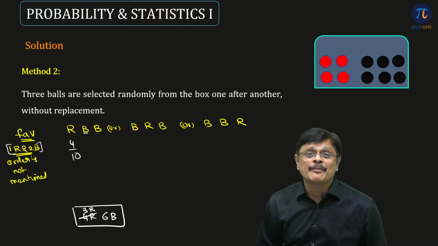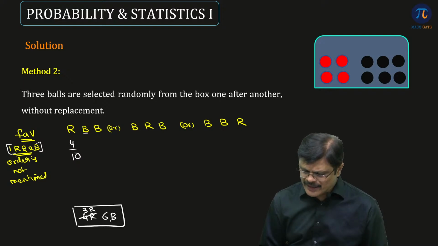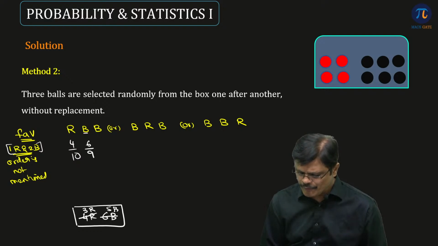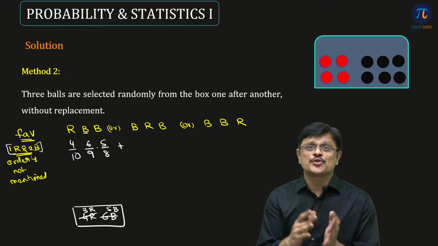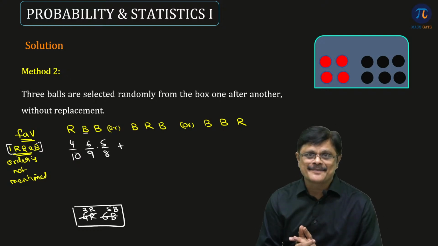Next, I want to select a black ball. How can you select a black ball, my dear friends? 6 out of 9, because 1 ball is gone. So 1 black ball is gone, and now 5 black balls are available. Now you want to select a black ball. How can you select a black ball now? 5 favorable out of 8. So first red and next 2 black balls are selected in this many ways.